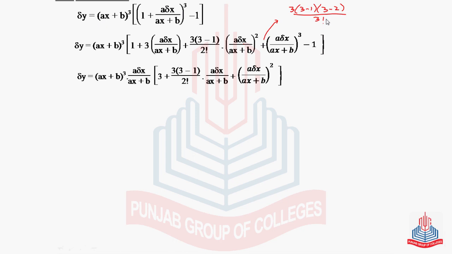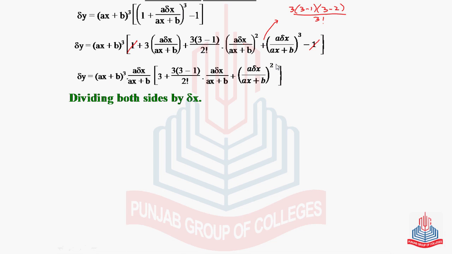So delta y is equal to (ax + b) whole cube. This plus 1 and minus 1 will be cancelled out, and from the remaining portion we can take a delta x over (ax + b) as a common factor. So the remaining portion will become 3 from here, plus 3 into (3 minus 1) over 2 factorial times a delta x over (ax + b), and from here (a delta x over (ax + b)) whole square, because a delta x over (ax + b) becomes a common factor from the whole expression.